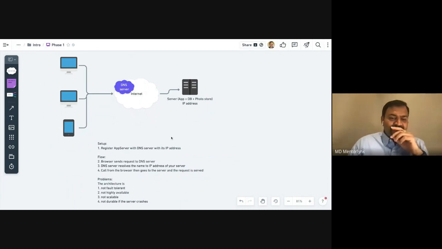So obviously it's not fault tolerant. It's not highly available too. Again, for the same reason, if the server crashes, there you go. You're not even available. Not scalable.